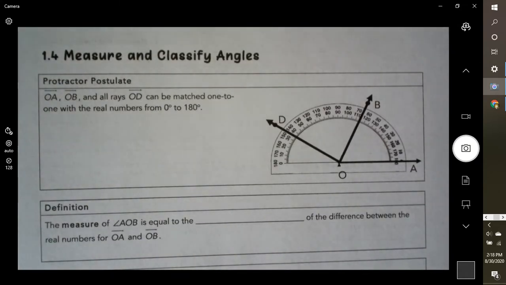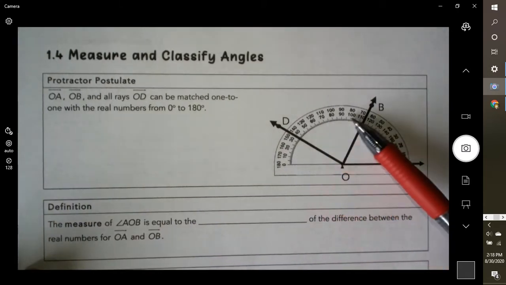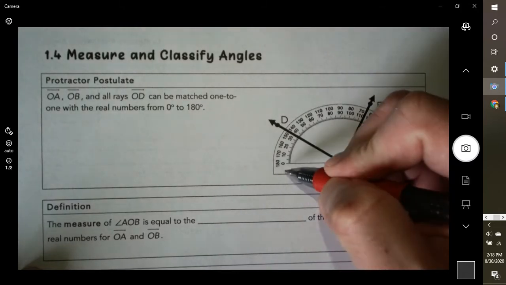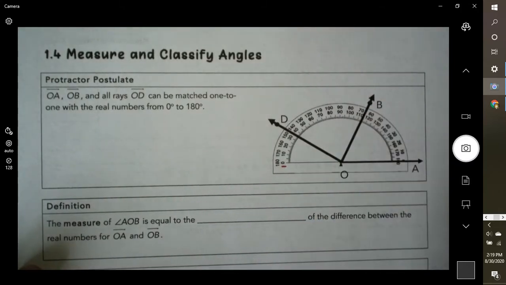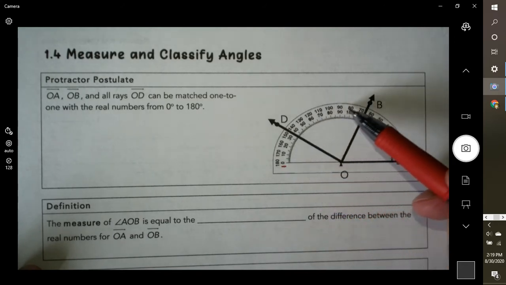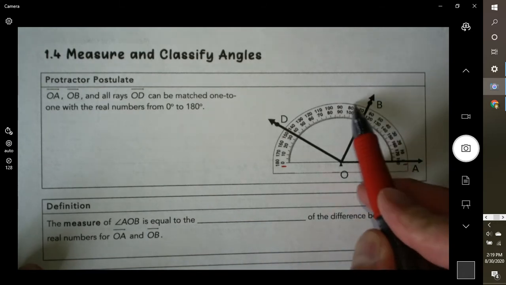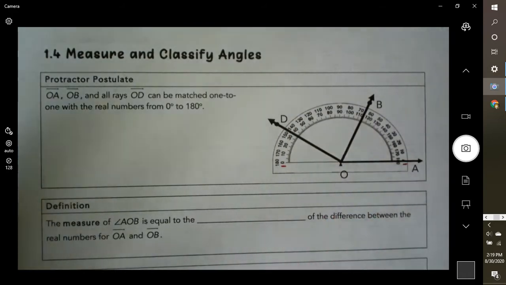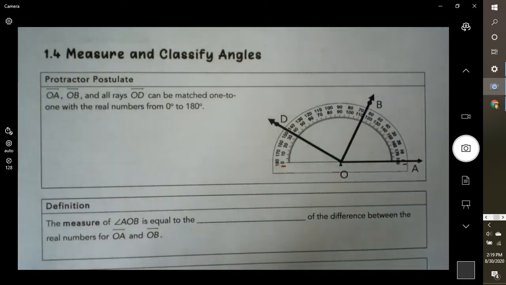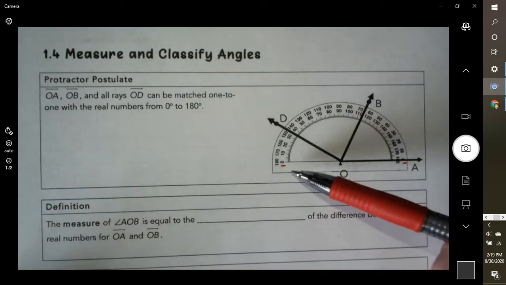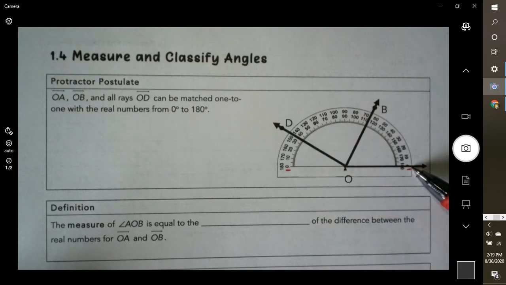We first see our protractor postulate here, and the idea of our protractor is that it can measure angles up to 180 degrees. And we notice on the inside of the protractor here, it starts at 0 and goes all the way to 180. And then on the outside numbers of the protractor, notice they go from 0 backwards to 180. So depending on which angle you're measuring, you'll either determine to start at the 0 that's on the inside or the 0 that's on the outside.